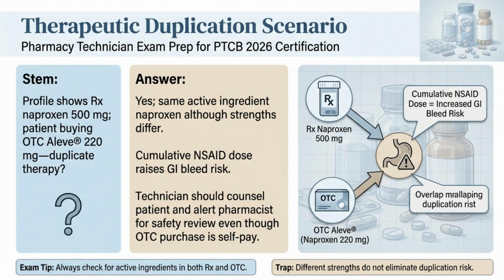If a patient has an Rx for naproxen 500 milligrams and buys OTC Aleve 220 milligrams, is this duplicate therapy? Yes. The same active ingredient, naproxen, is involved. The cumulative NSAID dose increases the GI bleed risk, so you must alert the pharmacist.